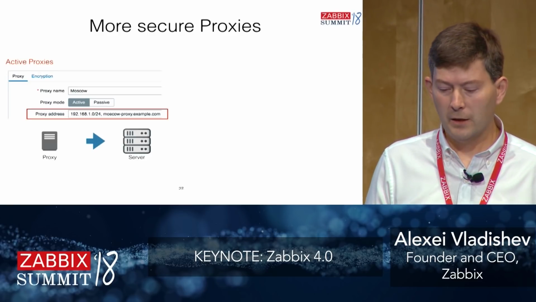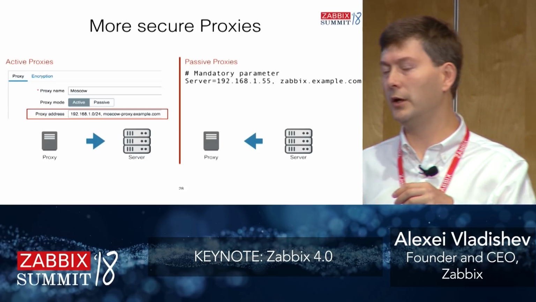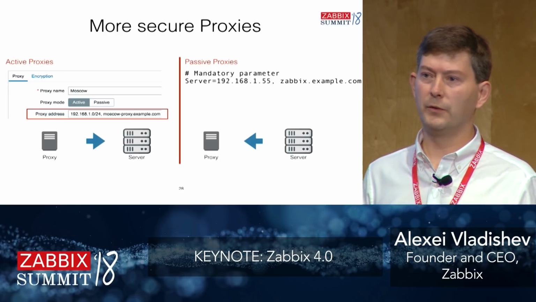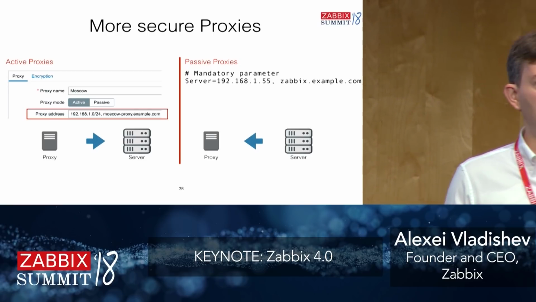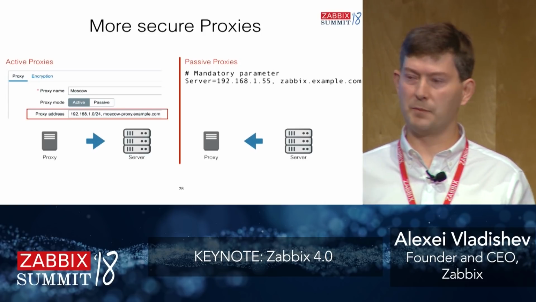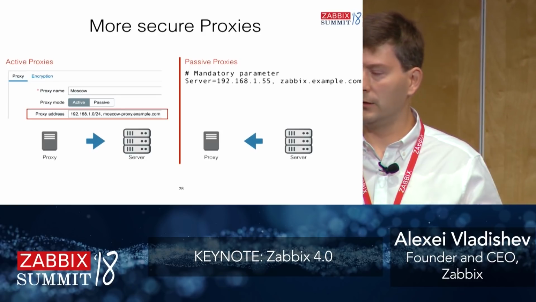it's very good. For passive proxies, it works in the opposite way. For a passive proxy, Zabbix server communicates to the proxy, so the proxy has to verify whether it is coming from a valid IP address or not. That's why the Server parameter in the proxy configuration file is now mandatory, yeah? So you have to specify it. And the passive proxy would verify that the connection which came from the server is correct, is valid. So what else?